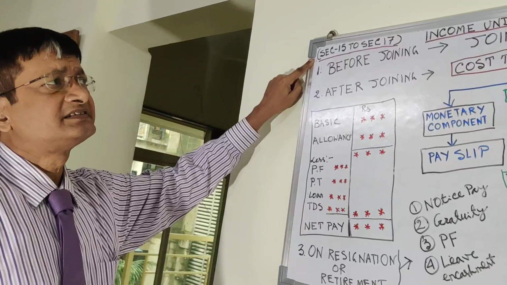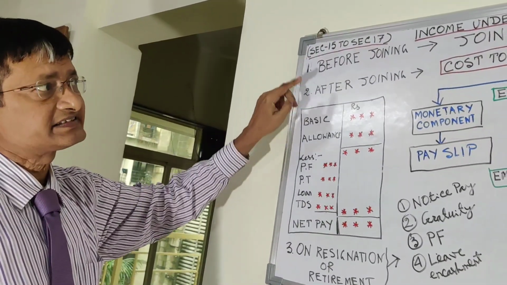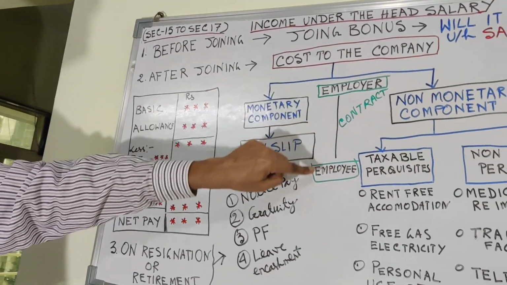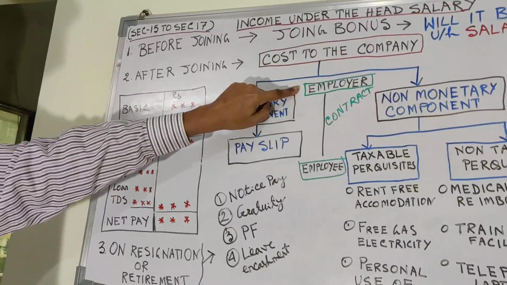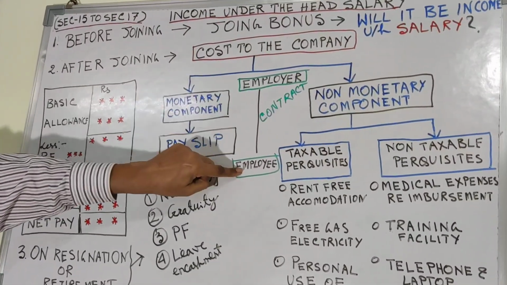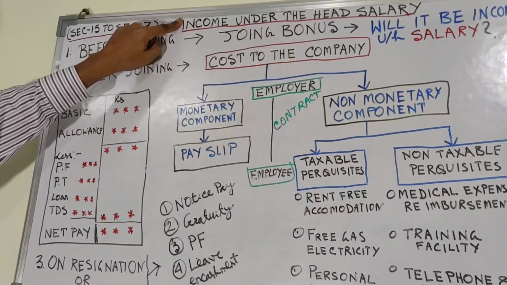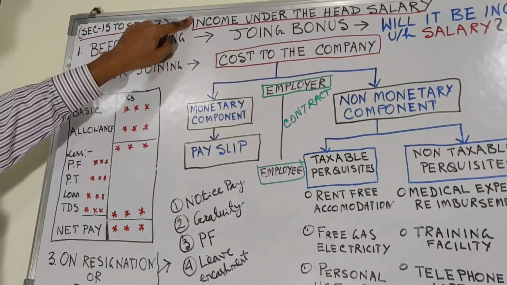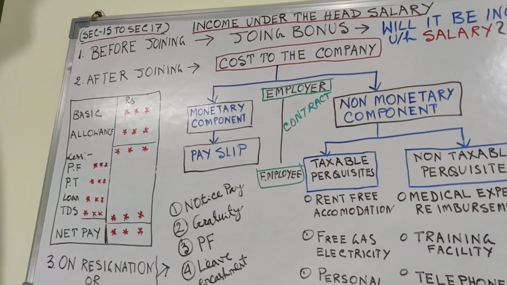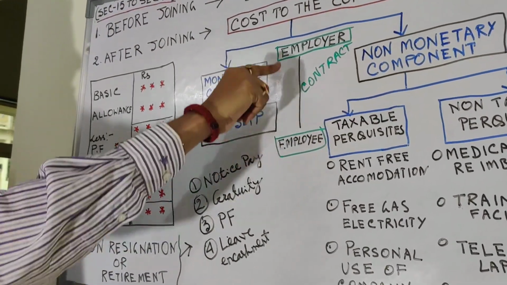Now, what is called salary? Salary means any income which arises out of the employer-employee relationship. Any income arising out of the employer-employee relationship is classifiable under the head income from salary. So what is in between employer and employee? There is a contract.